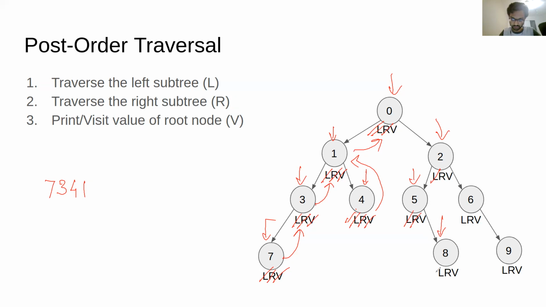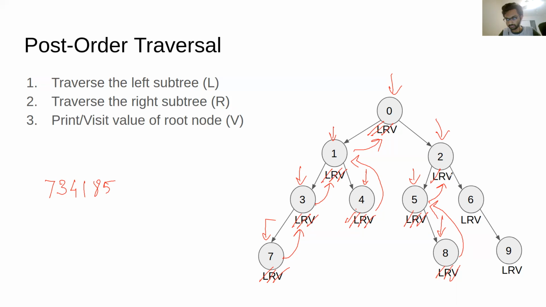Do we have a left subtree of 8? No. Do we have a right subtree of 8? No. So we visit 8. So the output is 8. We go back. LRV is complete. So we go back to the parent of 8. We visit 5. So the output is 5. Then once LRV is complete, we again go to the parent of 5, which is 2.